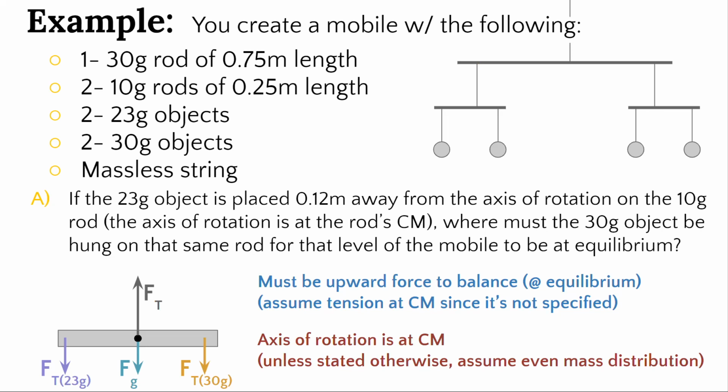Okay, and again, I haven't drawn it to scale, but I'm going to assume here that everything's balanced and at equilibrium, so that force should be equal to the sum of my downward forces. It says to assume that the tension is at the center of mass since it's not specified. I didn't really put the picture up here like that. This would imply that it's at the center of the rod. If it tells you otherwise, your math gets more complicated. So we're going to assume that everything is actually symmetric instead of how it's just depicted here.